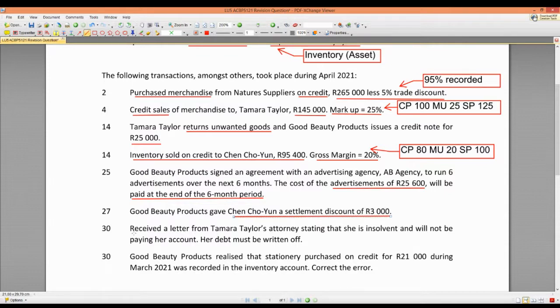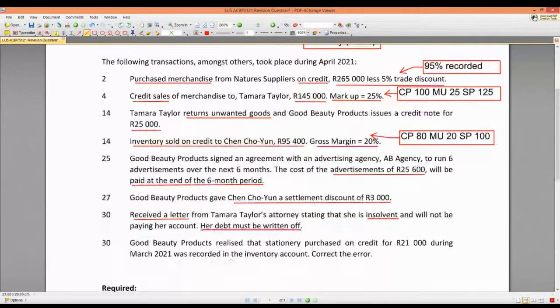And then we received a letter from Tamara stating she is insolvent and her debt will be written off. So it means she won't be paying anything. So this would also go to the general journal. And then we realized that stationery purchased on credit for 21,000 was accidentally recorded to inventory, so this is a correction of error. Okay, so let's go look at the journal entries first.